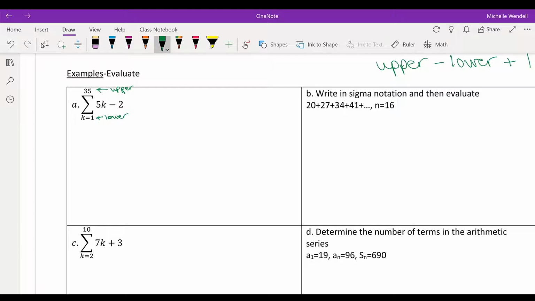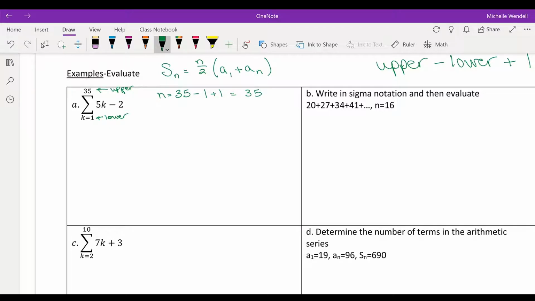So if I have to evaluate this, that means I have to find the sum. Remember, to find the sum, we're looking at S sub n equals n over 2 times a1 plus an. So I need to know what n is, the number of terms. Well, to get that, remember, you take the upper limit, which is 35, minus my lower limit, which is 1, and then add 1 to it, which is 35.